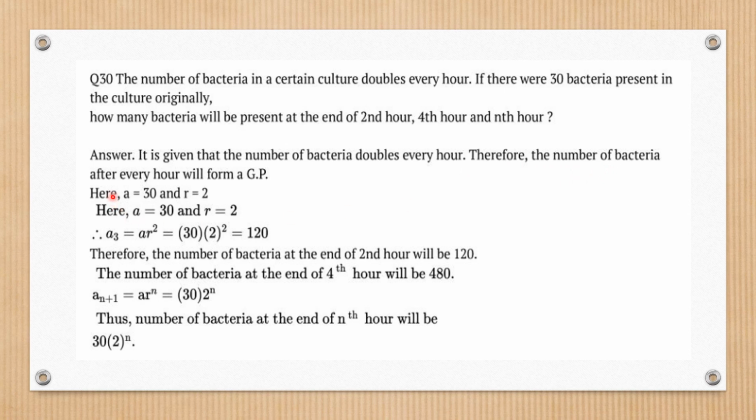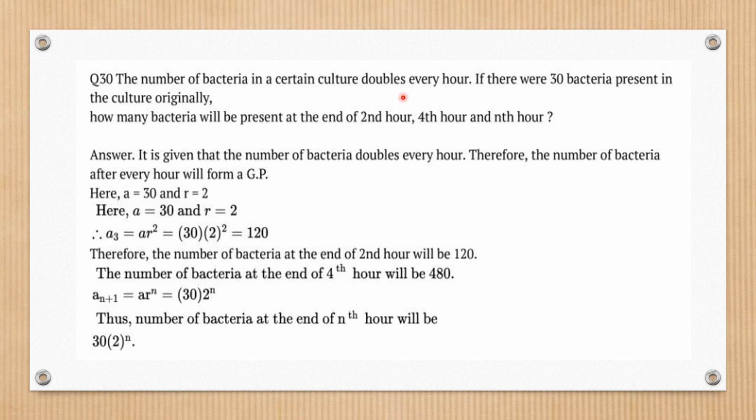Okay, and the first term here is your 30. So let a is 30. Okay, and r is your doubles every hour. Doubling every hour means first term is 30, next will be 60, next will be 120. So what is the common ratio? 30 is getting multiplied with 2. So r is 2. a is 30, r is 2.